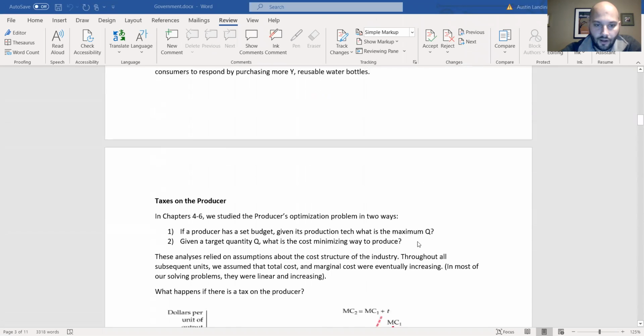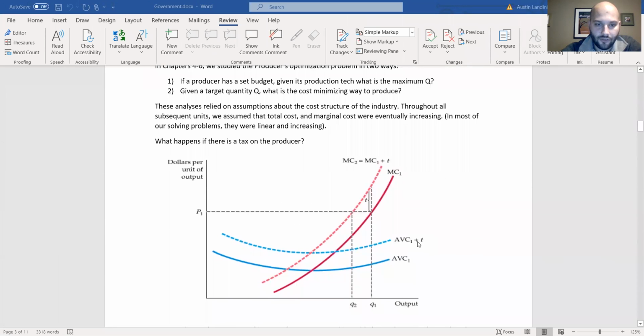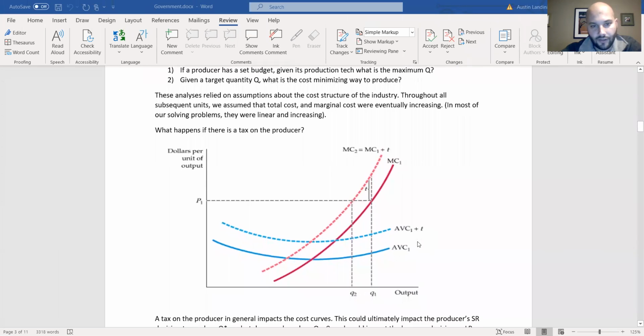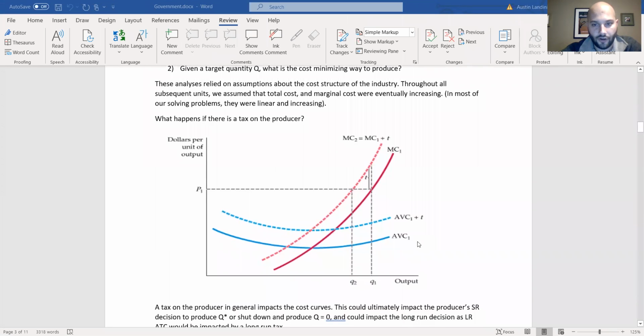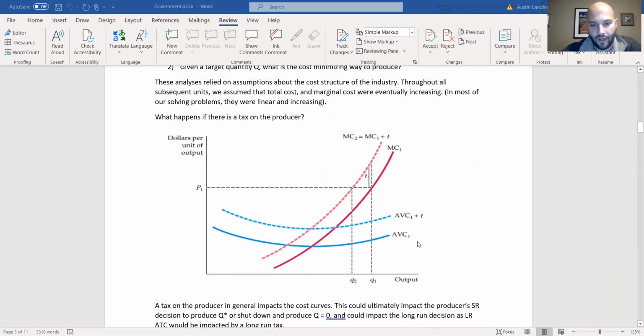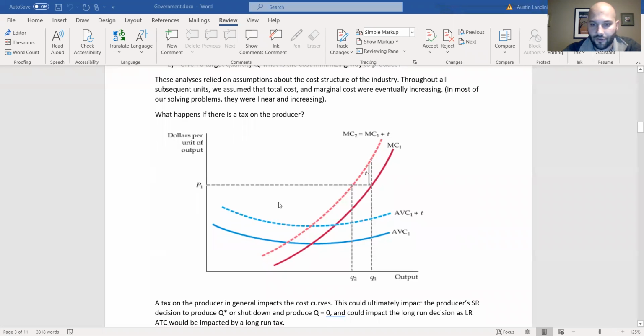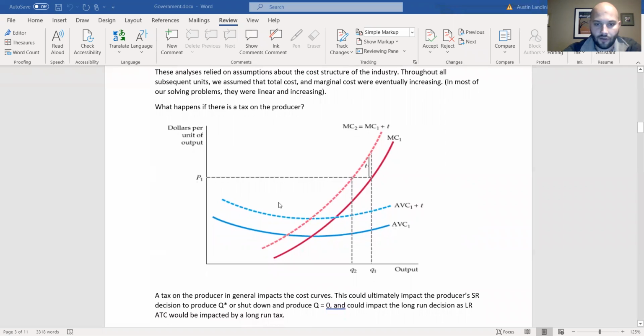Okay, so we're going to move on and talk about how tax impacts the producer. And these analyses relied on the cost structure of the industry, which we basically just said we have some sort of marginal cost, which is eventually increasing. We have some total cost, and we don't see it here, but we've got some variable cost, and total cost would have the same shape. They would be parallel, and the distance would be fixed cost, average fixed cost. Right, so just sort of a review. I think that was about chapter 6 when we started introducing the cost curves.